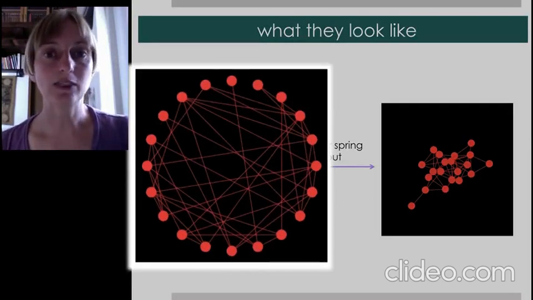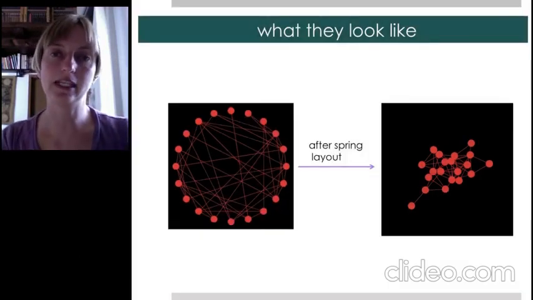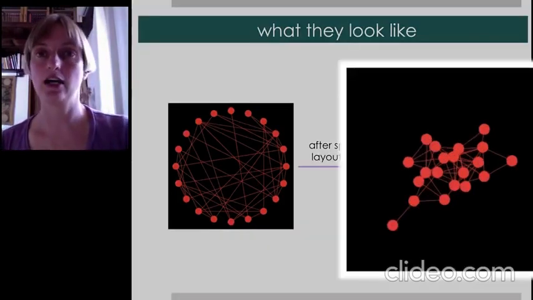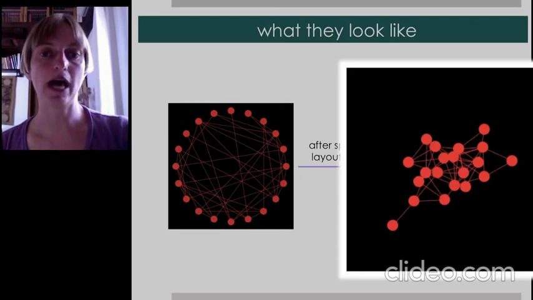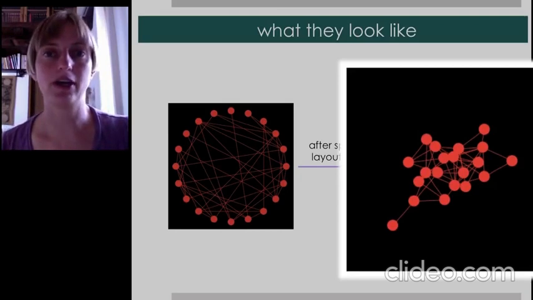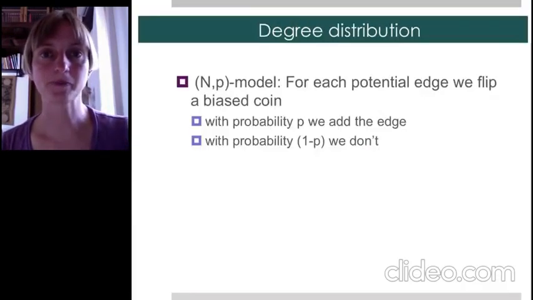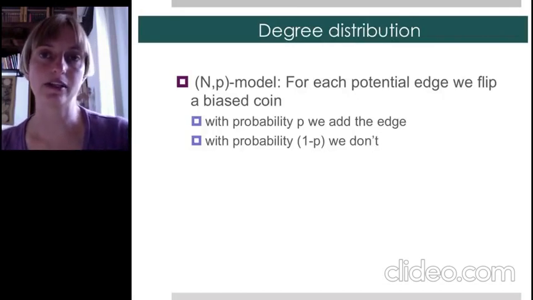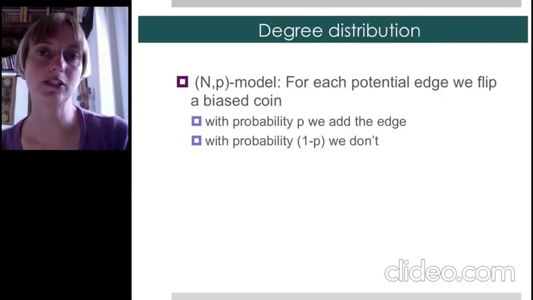As we learned last week, sometimes the layout is more effective if nodes that are directly connected are close to each other in the layout. So I applied a Spring layout algorithm and got this very typical shape of an Erdős-Rényi random graph. The first thing that we can derive for the Erdős-Rényi random graph is its degree distribution.